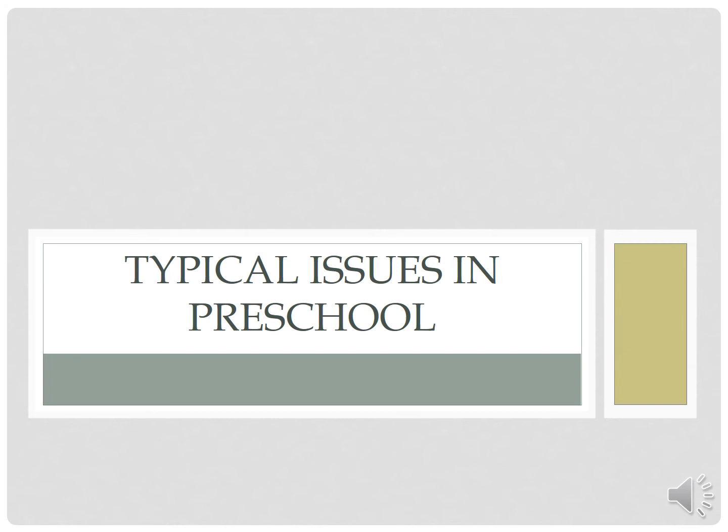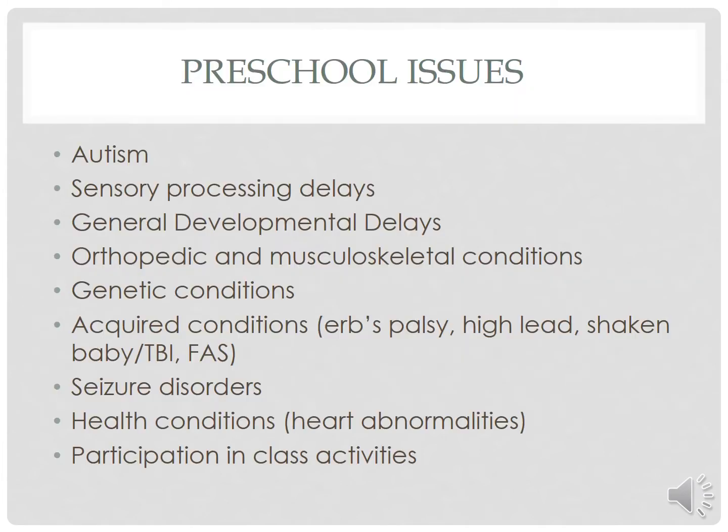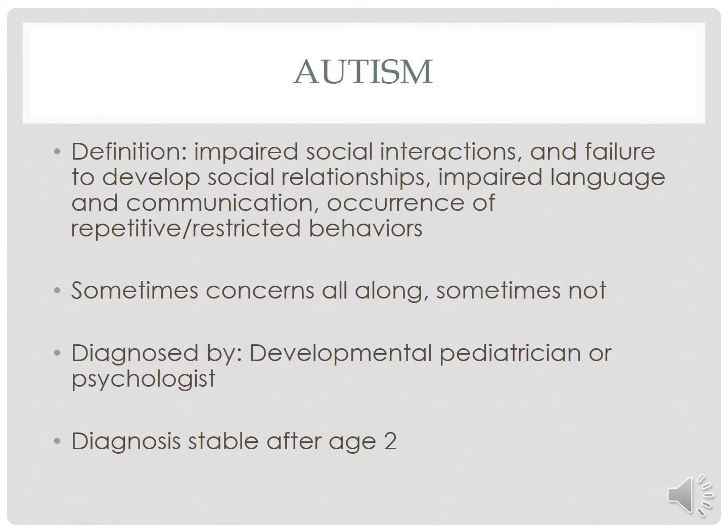This PowerPoint is about typical issues seen in preschool. Here's a list of some of the things that we see in preschoolers. You're going to see some repetitions from the conditions slides that we talked about in early intervention, as is not a surprise. So we're going to spend some time talking about autism. Sensory processing obviously is covered in a different voiceover PowerPoint. But mostly we're going to talk about some functional issues that come up in preschool. Let's start with autism.